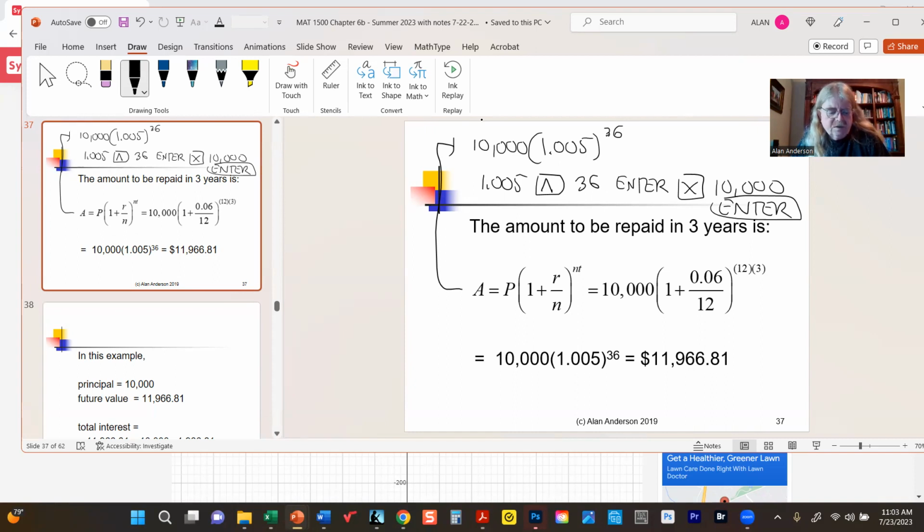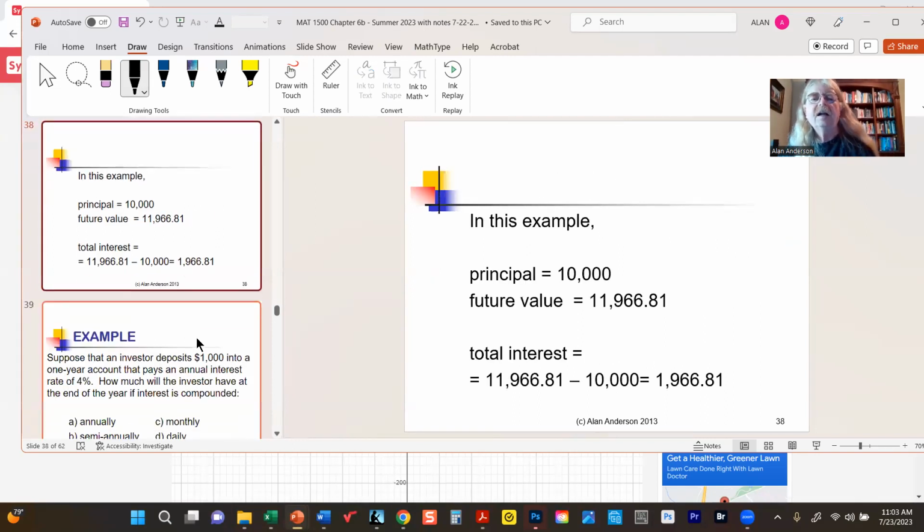So if you do it this way, you will in fact end up with 11,966.81 after rounding to dollars and cents. Now, since your original principal was $10,000, whatever's left over must be the interest that you paid, because you paid more than you started out with. You borrowed $10,000 and you end up paying 11,966.81. That implies that the rest is interest.